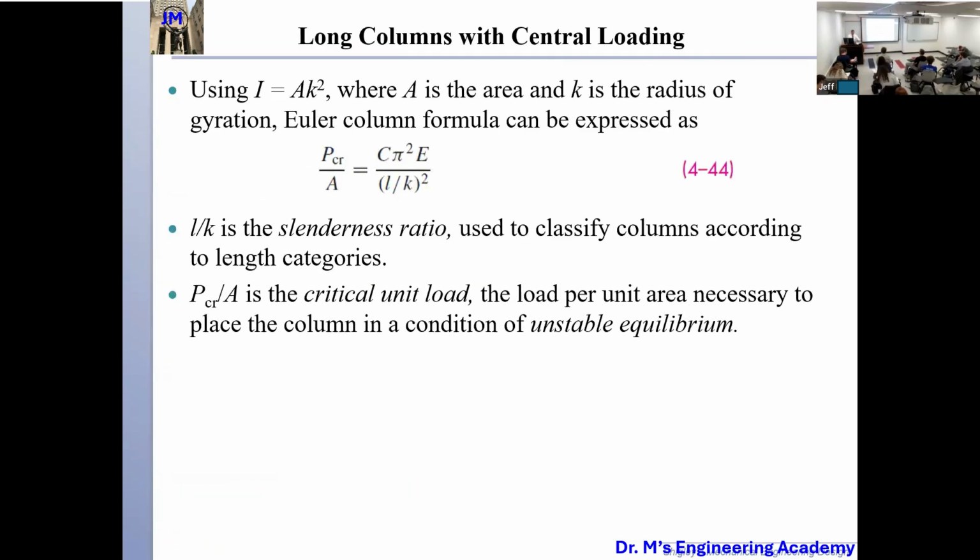So this is one concept here. I is the moment of inertia, and for this long beam we introduce the radius of gyration. Be very careful: we have k here, and k is the radius of gyration.